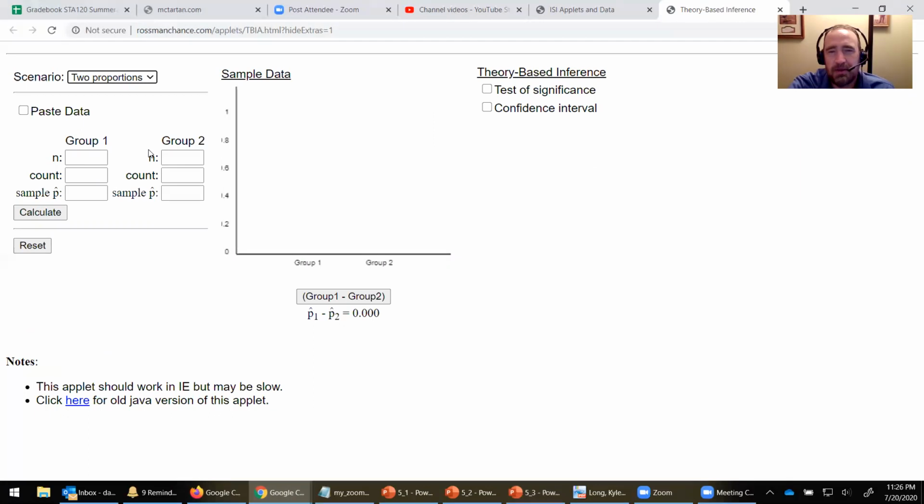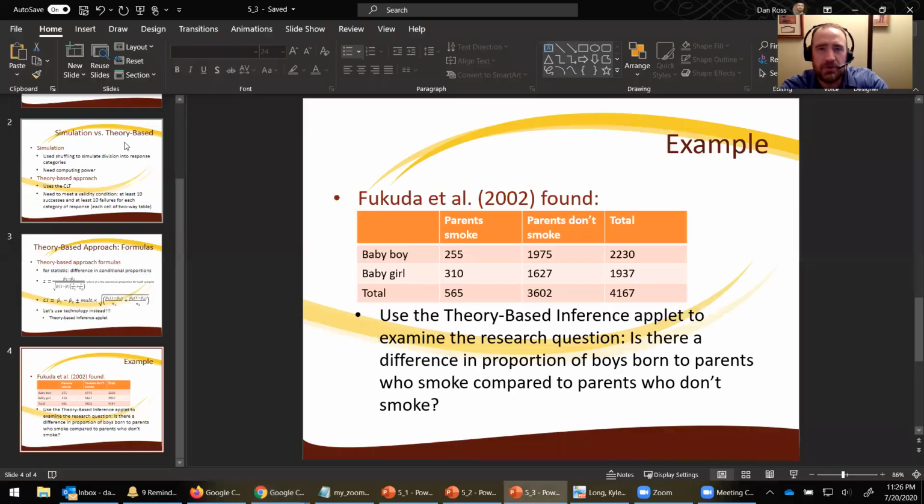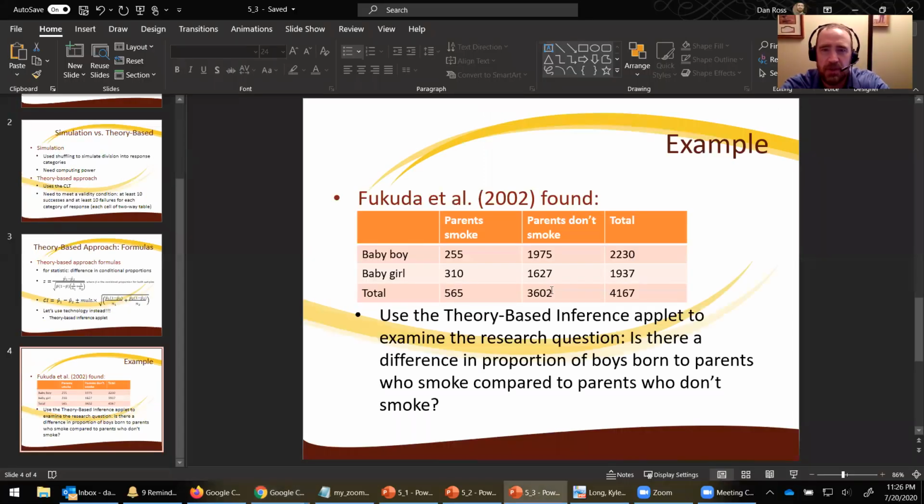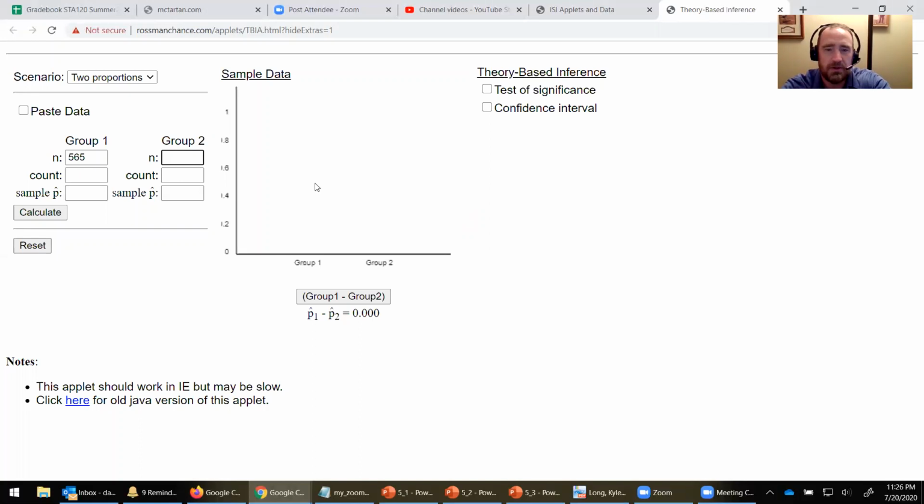Now, this is one thing I wish they would have made a little different in the applet. I wish that they would have made this look like a two-way table. But take note, it doesn't look like a two-way table. Instead, we've got our n's on the top here, whereas in the two-way table, those are on the bottom. So I'm going to put the n for my smoking group, 565, here, and my n for the non-smoking group, 3602, here.